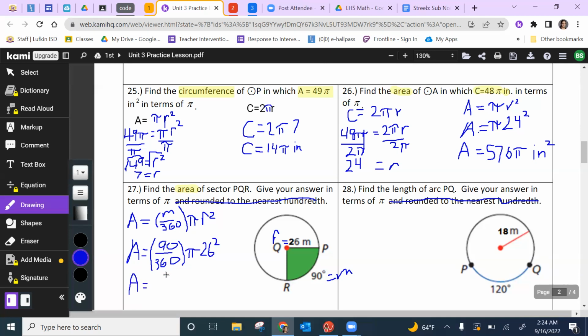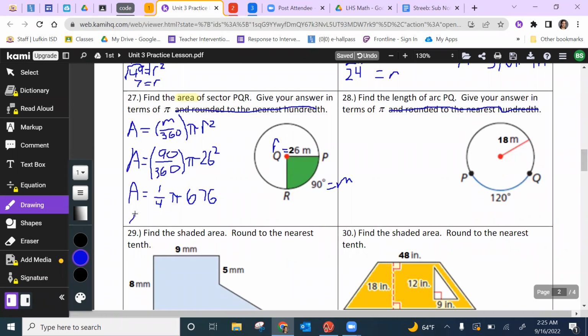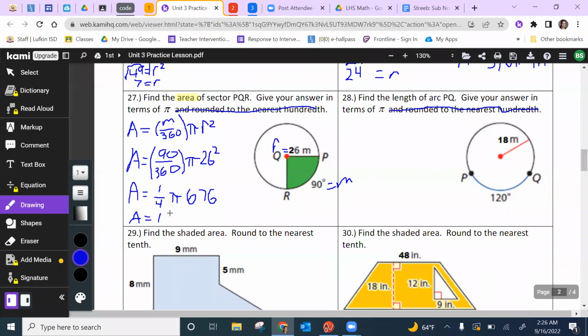So 90 over 360 reduces to 1/4. 26 squared is 676. We're multiplying that 1/4 times 676. That gets us 169 pi squared.